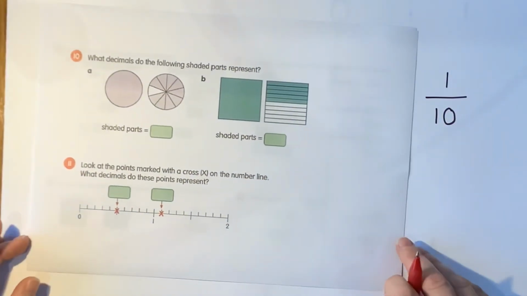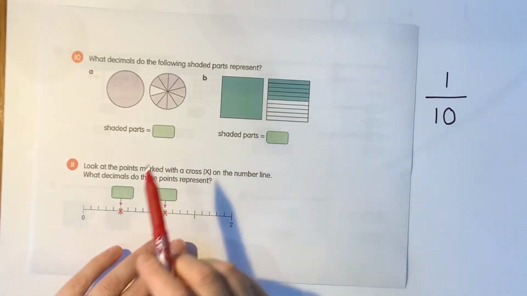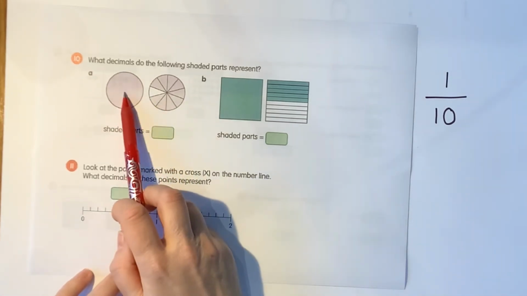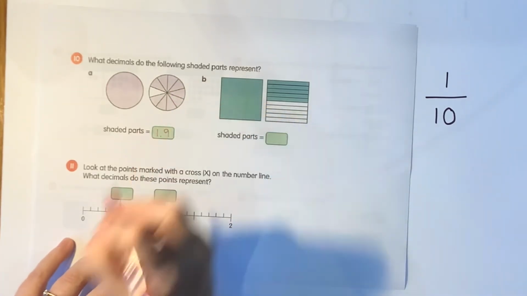Okay, pause the screen, have a go at this. If you're still a little bit unsure, then don't pause, watch me go through it, and hopefully you'll be able to have a go at the next one. Okay, what decimals do the following shaded parts represent? I've got a whole one, and then I've got 9 tenths, so 1 and 9 tenths.